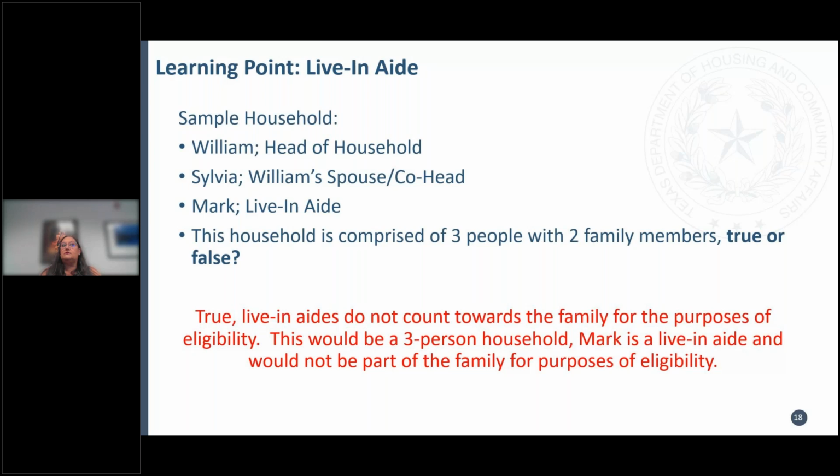Mark is not there because he chose the community and he wanted to live there. Even if Mark is their son or their grandson or their nephew, Mark is the live-in aide. And assuming he's qualified properly and the household is screened properly for the live-in aide allowance, then Mark's income and assets would not count, and you would use the 2-person income limit, not the 3-person.